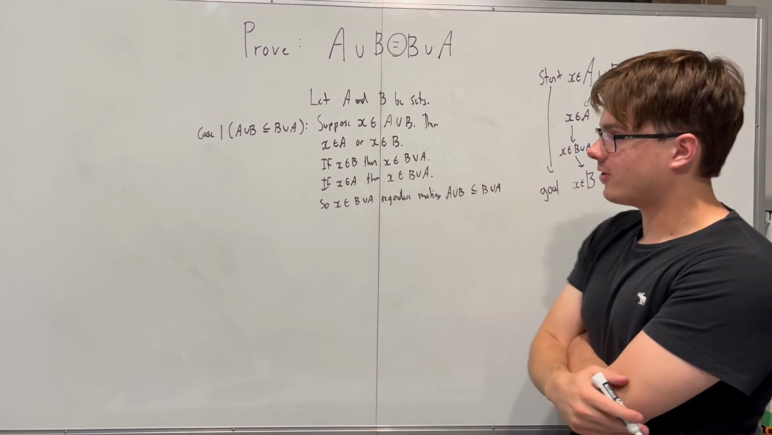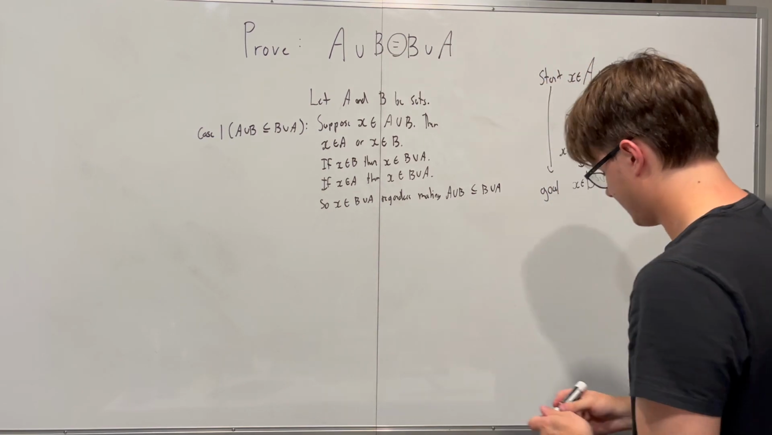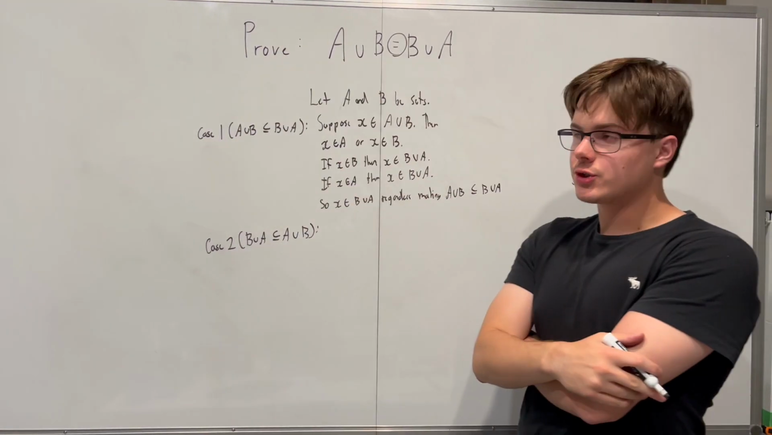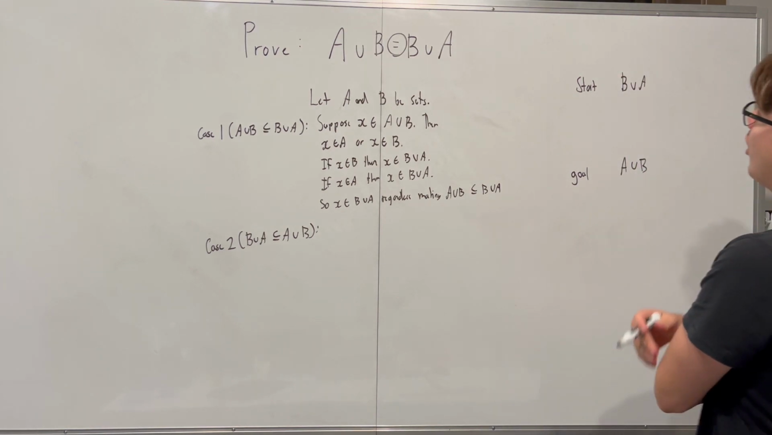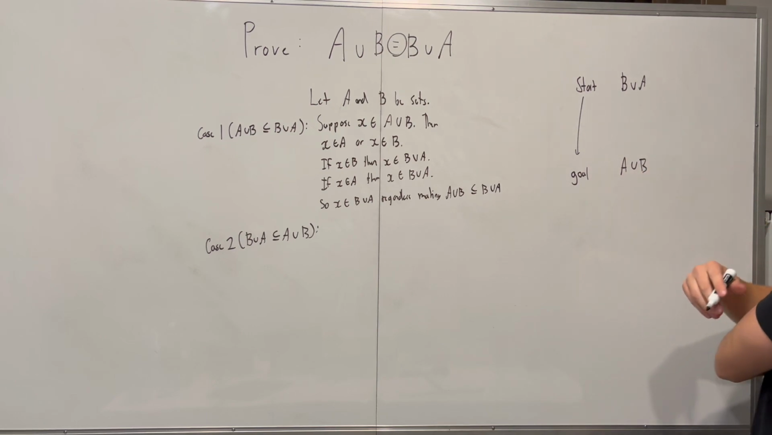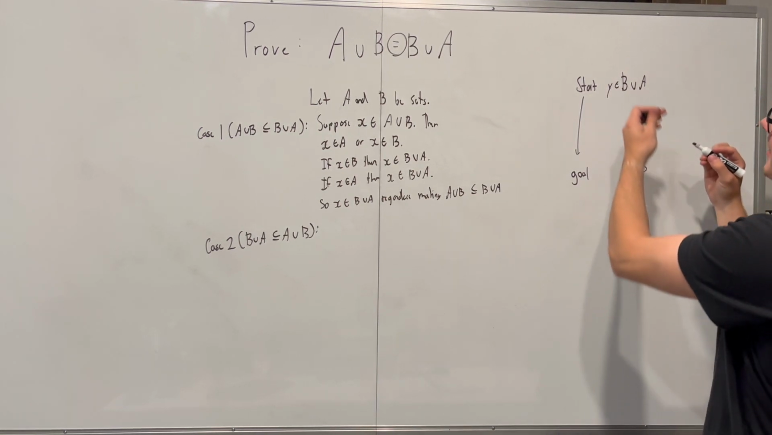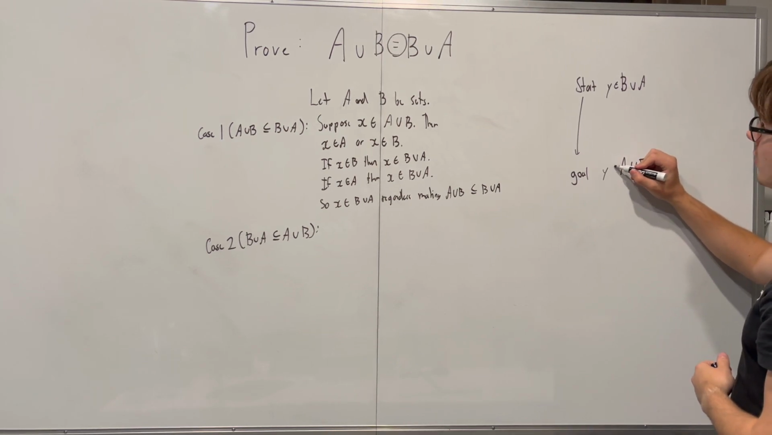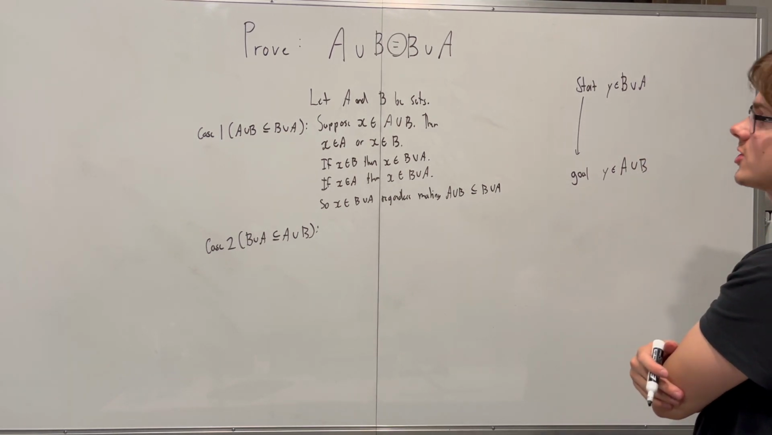Fantastic. So we've proven the first case is true. Now let's go ahead and try and prove the second case. So how are we going to prove the right-hand side is a subset of the left-hand side? Well, we're going to want to start with the right-hand side and get to the left-hand side. We're going to use the same strategy. We're going to want to show that some representative element, in this case I'm going to choose Y, is going to also be an element of our goal. It's going to be an element of what we want to show it's a subset of.